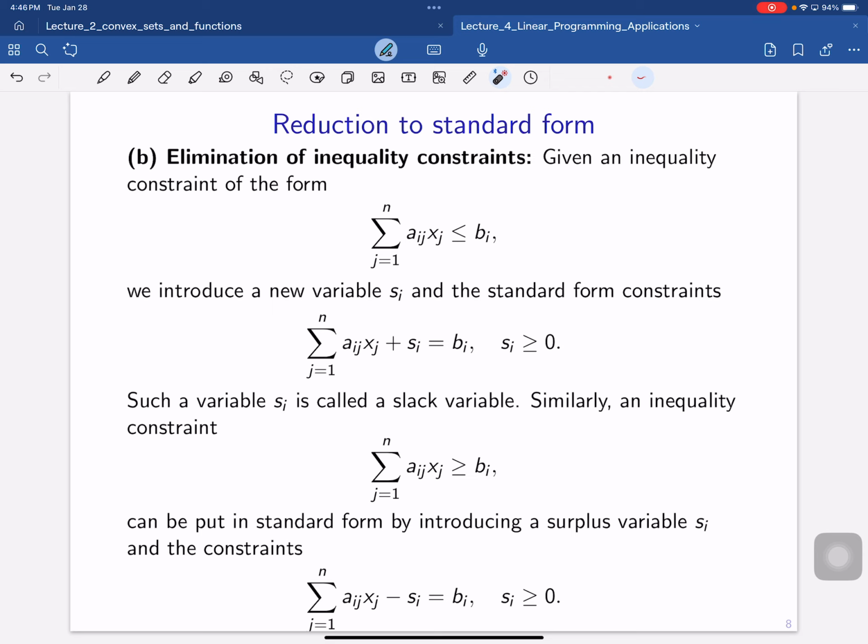So with this trick, as you can see, we introduce a new variable to eliminate this less-than-or-equal-to constraint. Now we end up with a constraint in equality form and a variable that is greater than or equal to 0. So this is consistent with the standard form. And similarly, if you have a greater-than-or-equal-to constraint, you can add a slack variable, but you have to subtract si instead of adding si on the left-hand side. Similarly, you set si greater than or equal to 0.